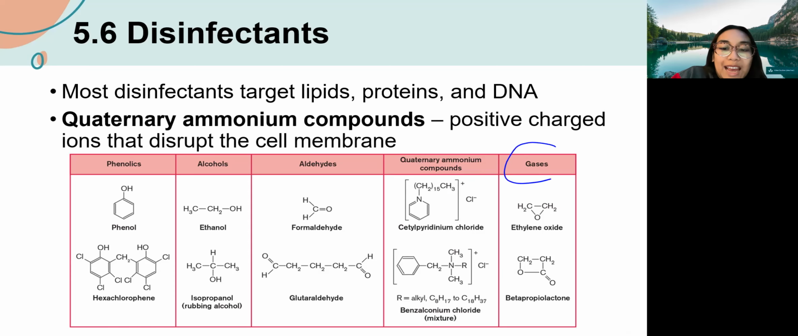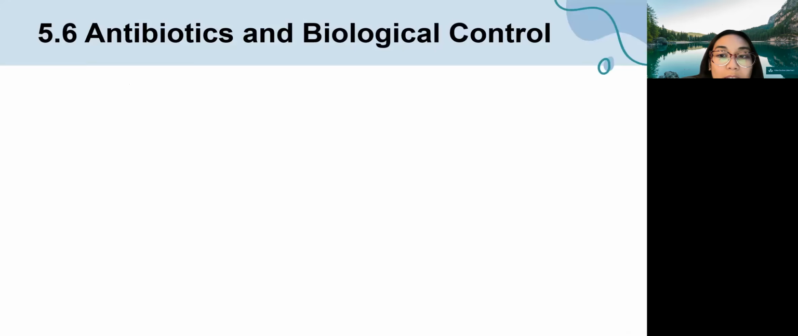And then finally, there's gases. So we talked about this in the lab. Ethylene oxide was one of them. They usually disrupt proteins in the cell. So, yeah. All right. And then the last thing we're going to talk about is antibiotics and biological control.